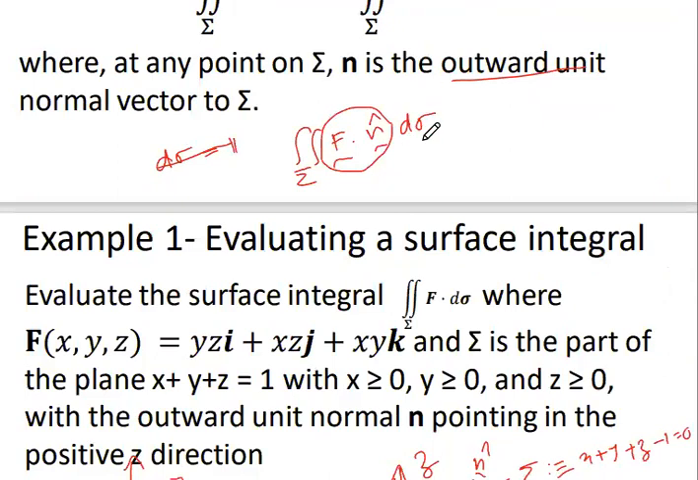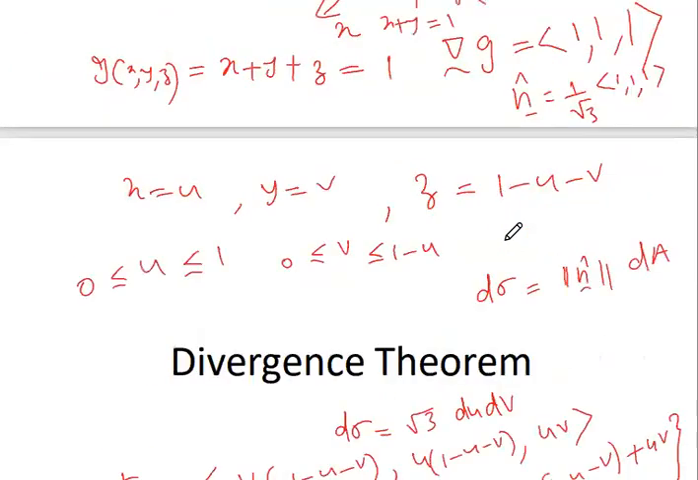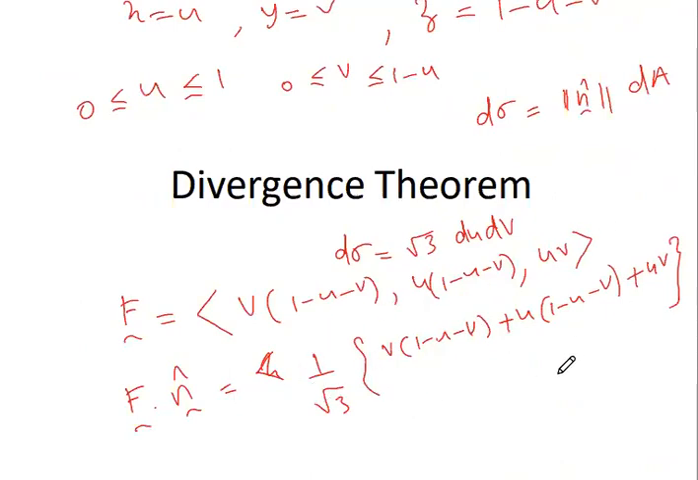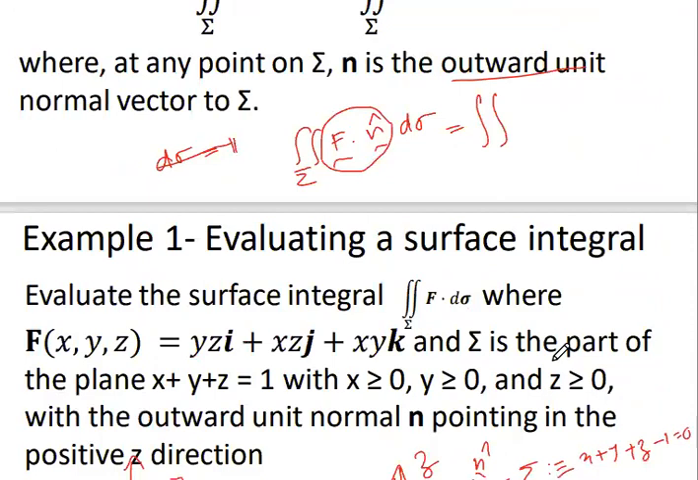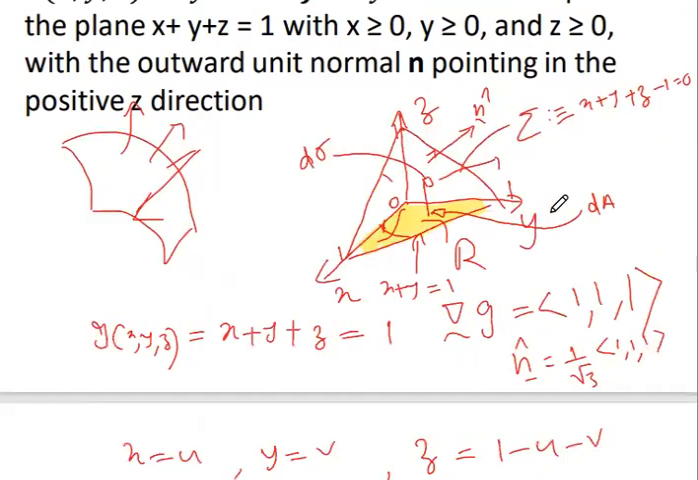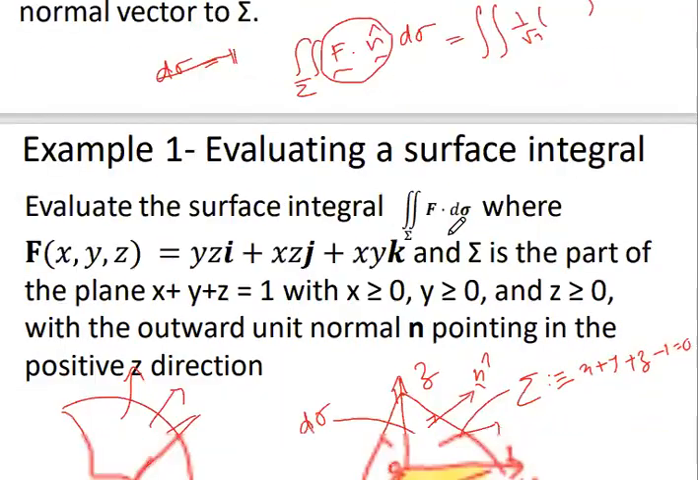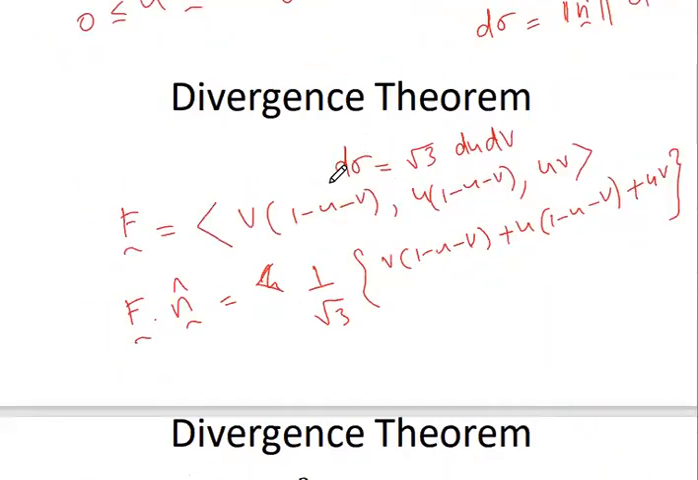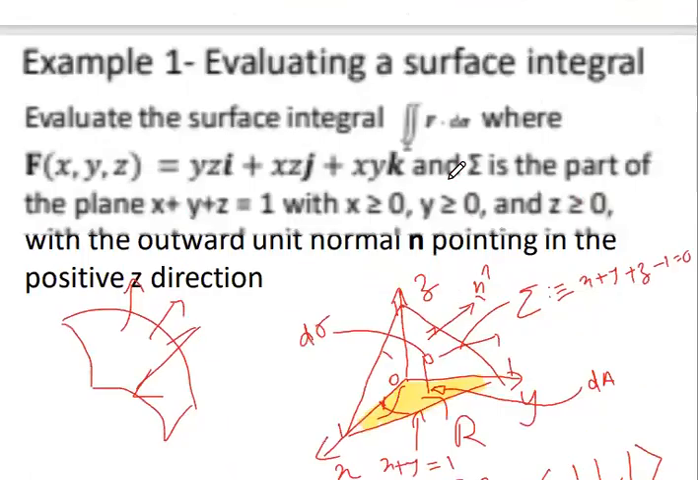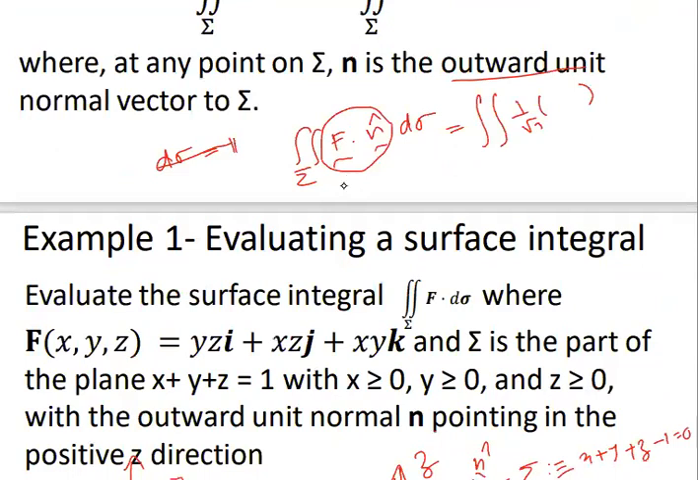So we rewrite this one. You have to put everything there: 1 over square root 3 times that thing in terms of u and v. And d sigma is square root 3 du dv, so the square root 3 cancels.